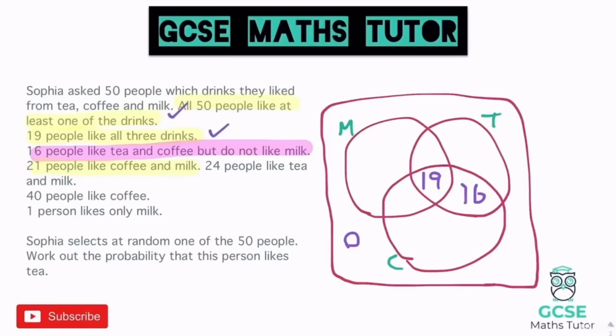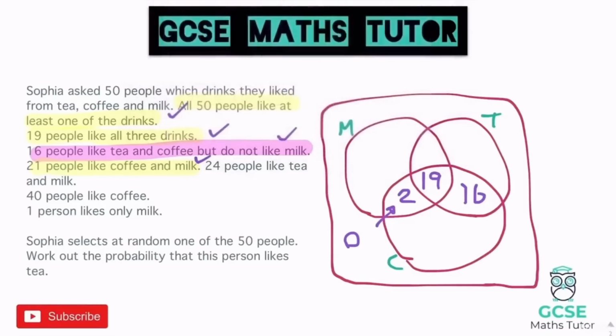Coffee and milk is this crossover here, but also includes that 19. It doesn't say 21 people like coffee and milk but don't like tea. So if 21 people like coffee and milk, well, we've already got 19 in there, so that's going to be an extra 2 that makes that up to 21 in that little crossover with coffee and milk. So that's that one dealt with. We've done all 4 of those. On to the next one.